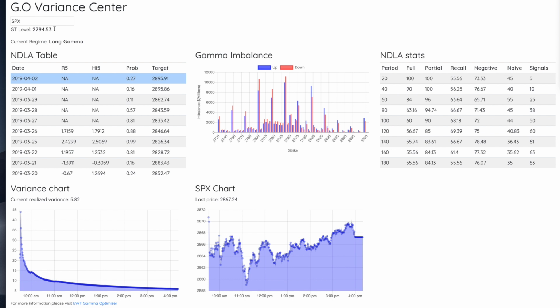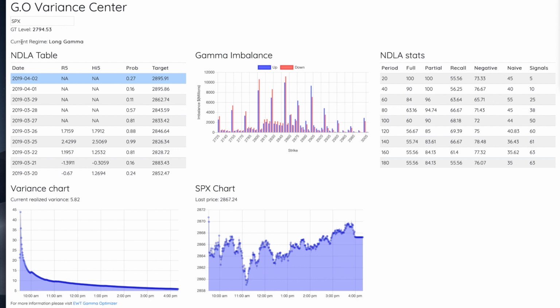So all of these up and down moves tend to be exaggerated tremendously by hedging activity. So short gamma regimes are very interesting. We just came out of one. Now we were in a short gamma regime towards the last part of 2018 and the first part of 2019. So that's why the GT level is so important, and that's why it's so important to understand where we are.